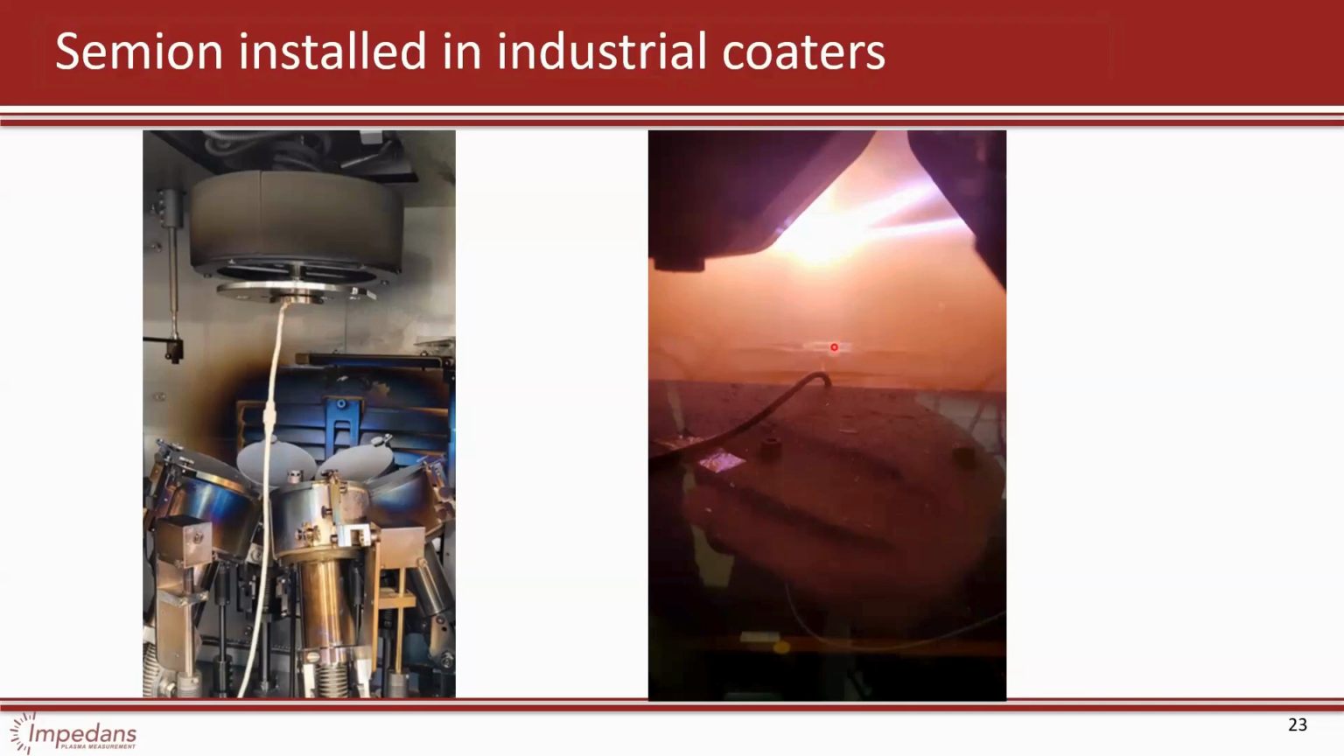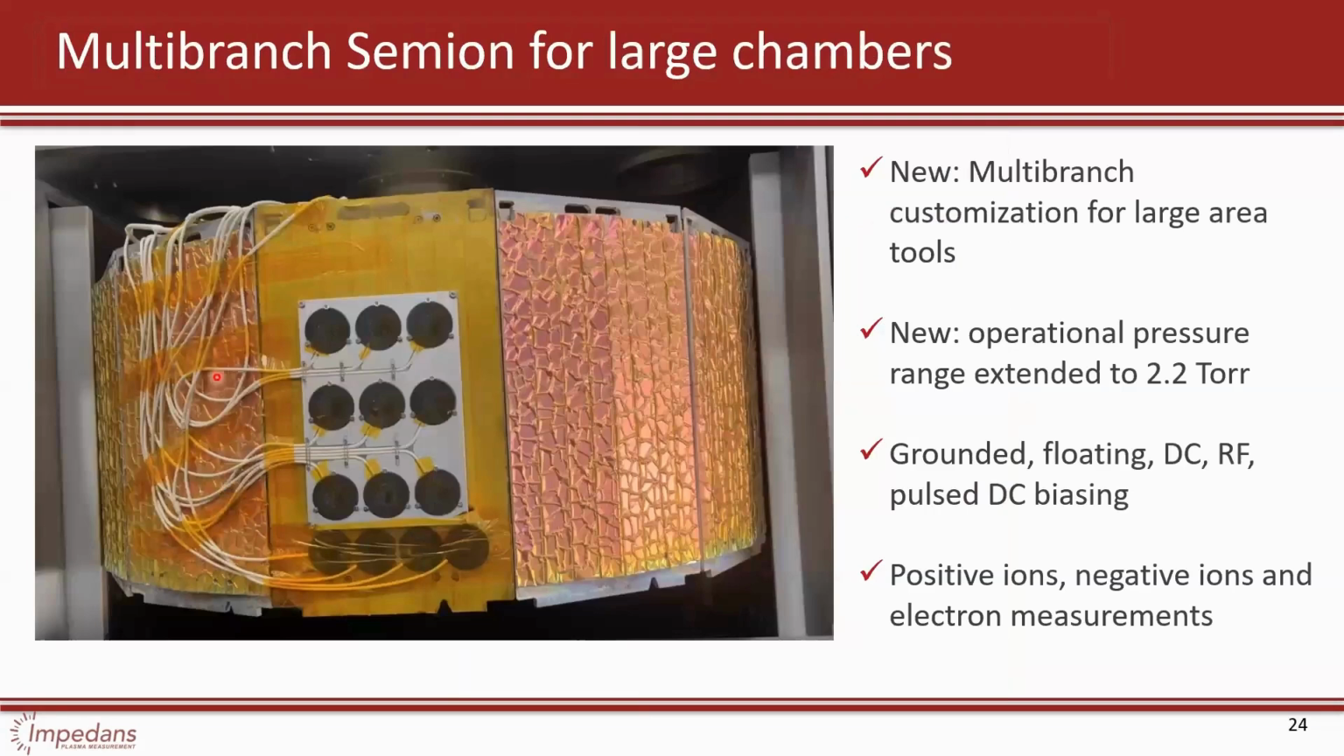Here's one in a particularly dirty industrial coater, a metal coater. This one had multiple 20-plus kilowatt power sources. I think in this case it was pulsed DC actually. But you can see this is a big proper industrial coater, with the wire of the Semion going in and inside. We can also build these for rotational coaters, but these would only be for time-averaged measurements if you wanted multiple positions.